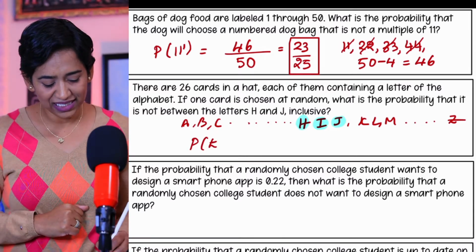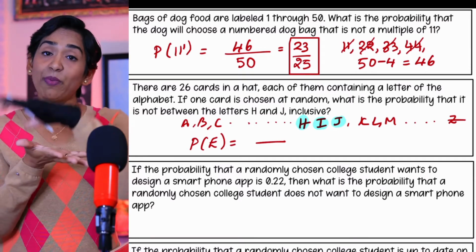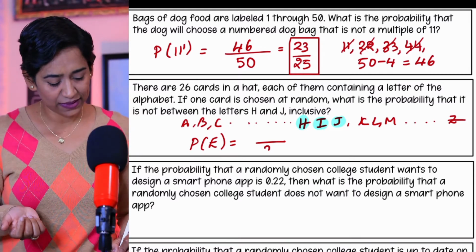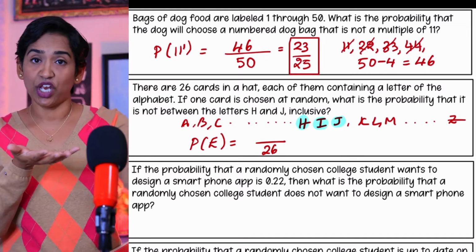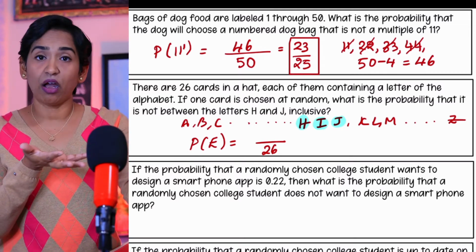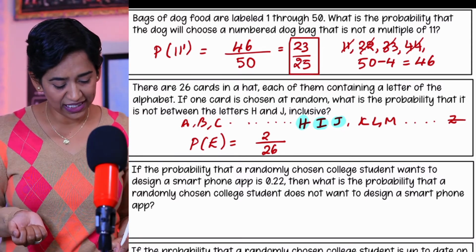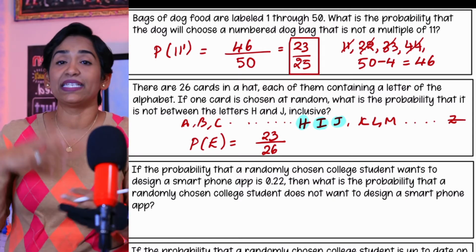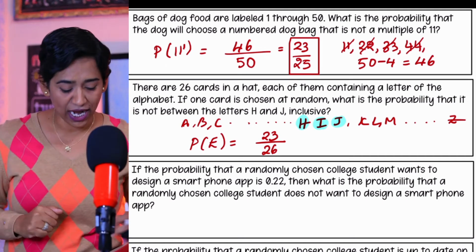So they're asking me for the probability. I'm going to name this event E. You always start with your sample space. How many cards do you have in the hat? 26. Remember, you're taking off H, I, and J. If you take off those 3 cards from 26 cards, how many are you left with? 23. So 23 over 26 is your probability of picking a card that is not H, I, or J.